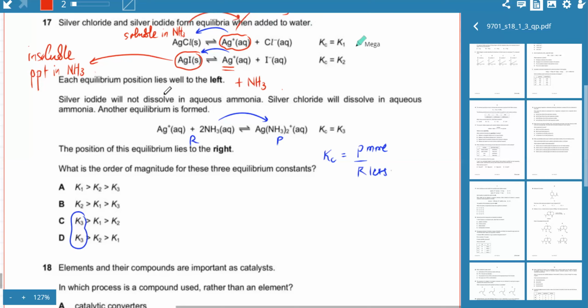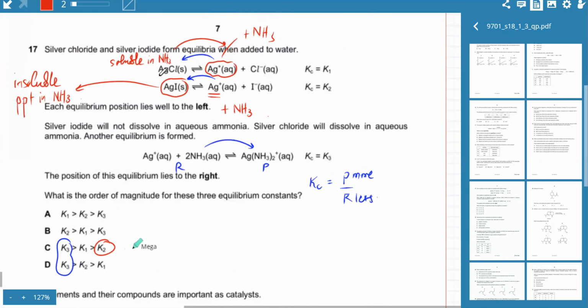So one of the reasons AgI is so insoluble is that the equilibrium is more to the left. If it's more to the left, the amount of reactants would be greater and the amount of products a lot lesser, and the Kc value would be very small. So K2 is probably going to have the smallest value because it's not soluble. If you remember, AgI precipitates are not soluble, so the equilibrium is so much to the left that it's very hard to actually make it go to the right.